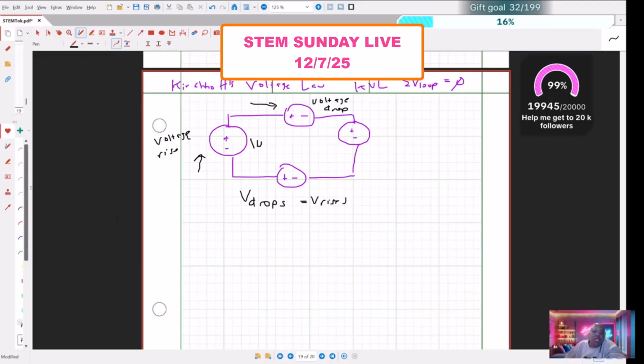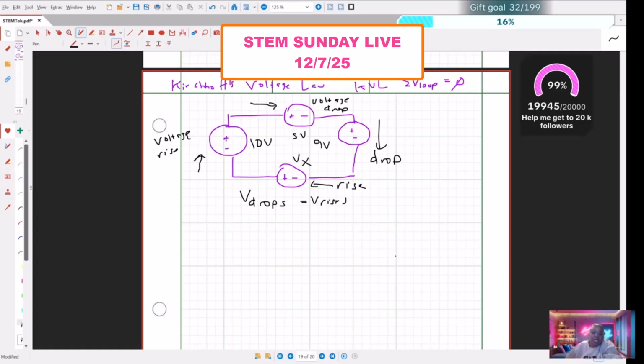So if I tell you that this is 10 volts, this is 5 volts, this is 9 volts, and I want to find voltage X. This one is a drop. This one is a rise. So the sum of the voltage drops have to equal the sum of the voltage rises.